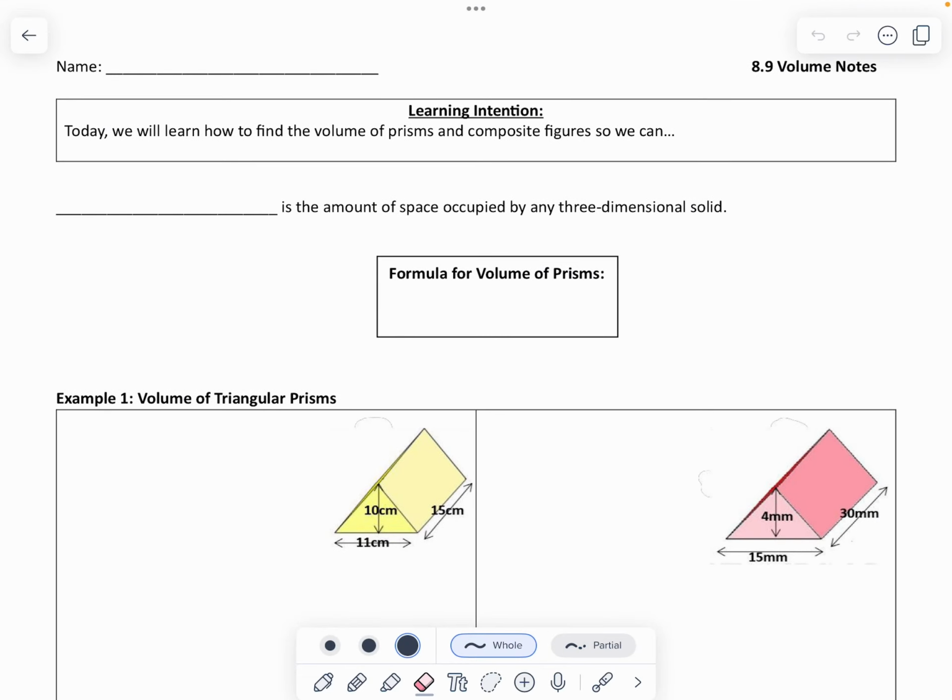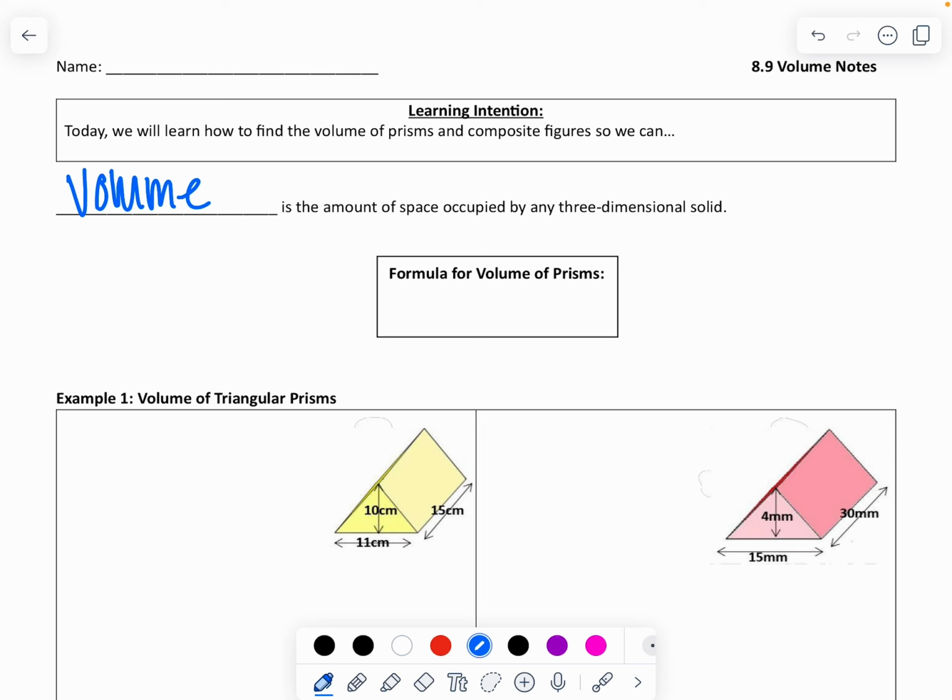Today you are going to be doing 8.9, which is all about volume. You learned about volume last year, but we're going to learn a different formula today because last year you just learned about rectangular prisms, and now we're doing all prisms, and so there's a different formula for those. So today we will learn how to find the volume of prisms, and volume is the amount of space occupied by any three-dimensional solid. So it's the amount of space that it takes up.